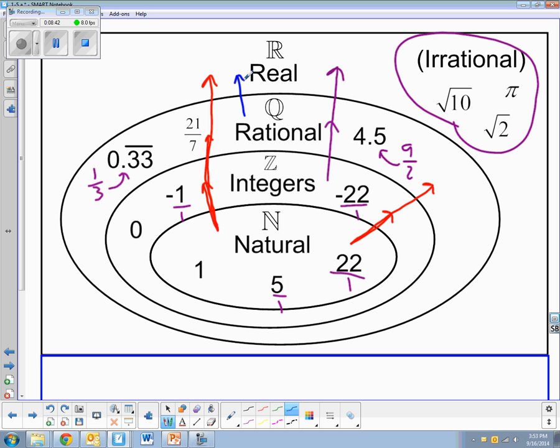Negative 1 is an integer. Negative 1 can be written as a fraction, so it's a rational number. Negative 1 is a real number, but negative 1 is not a positive whole number, so it's not a natural number. And that's what we're looking at: is a square a rectangle, or is a rectangle a square?